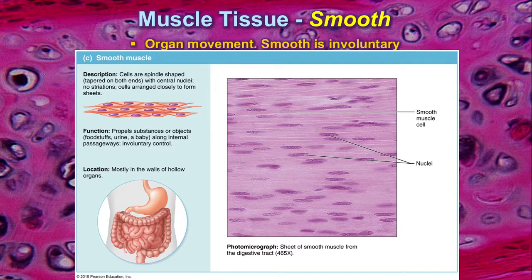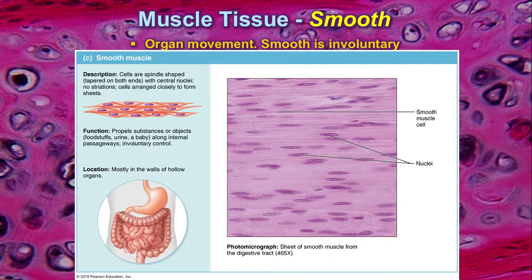From the stomach, you got to squeeze it into the small intestine. From the small intestine, you got to squeeze it into the large intestine. And eventually, you got to squeeze it out the bottom. Okay, so we've got it in the digestive system. You see it in the reproductive system to squeeze the baby out. You see it in the urinary system to squeeze the pee out. Okay, so we see smooth muscle all throughout the body.